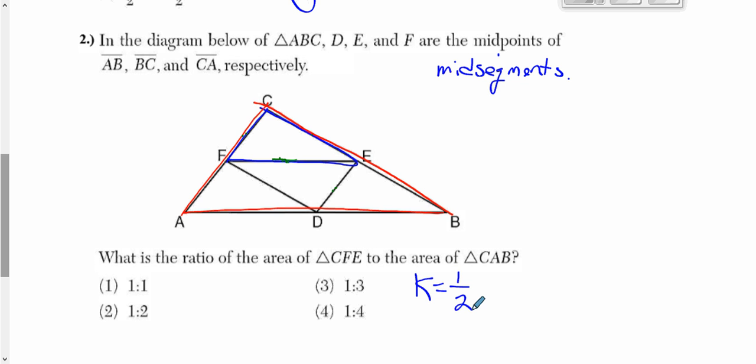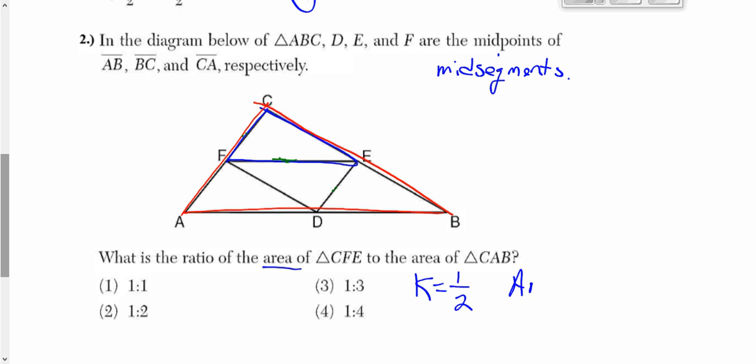Because in this segment, we just established that triangle is half the size of the big one, right? But they asked about the ratio of the area, the scale factor for the area. What do they say to do to this scale factor? Square it. Yes. What is 1/2 squared? 1/4.